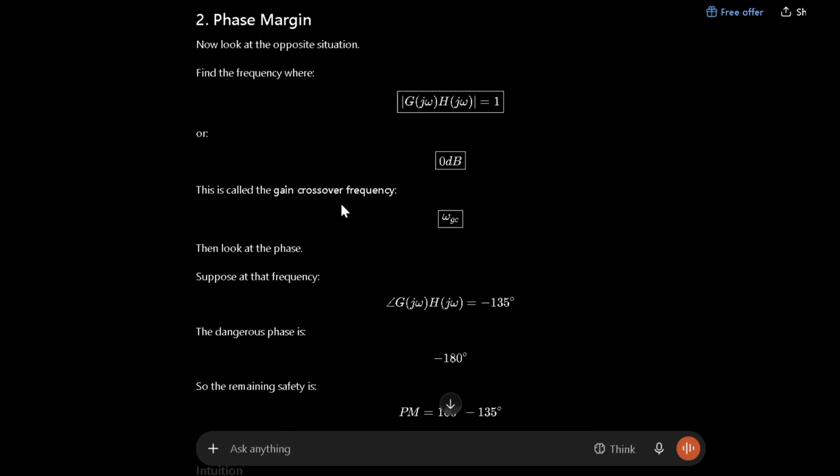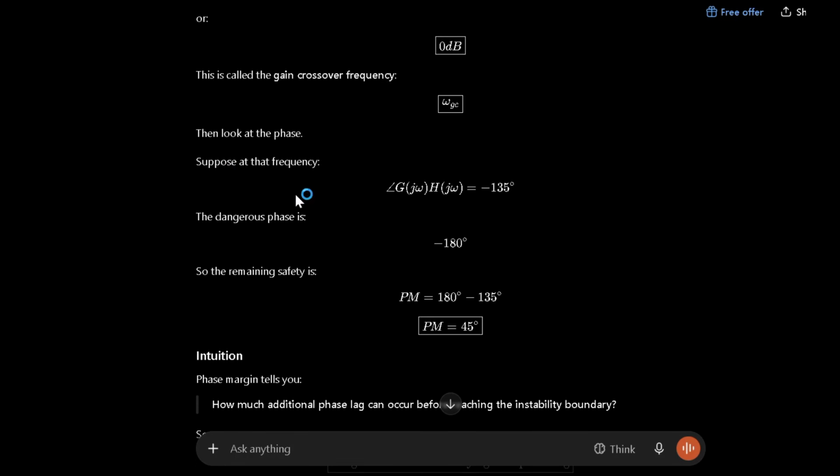Then look at the phase. Suppose at that frequency the angle of G(jω)H(jω) equals minus 135 degrees. The dangerous phase is minus 180 degrees. So here we get minus 135, and the remaining safety is PM equals 180 minus 135.